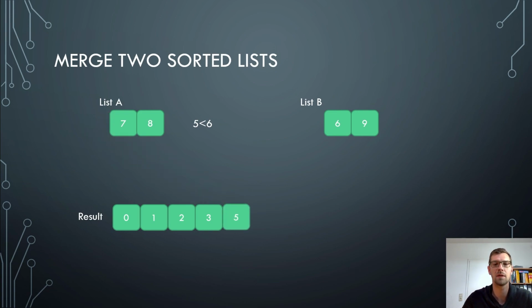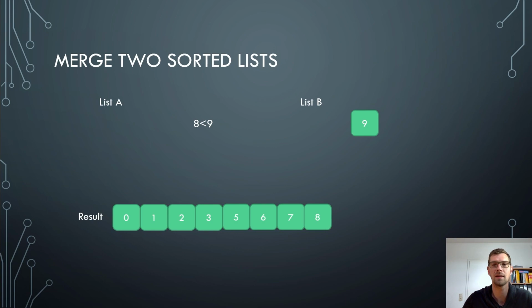In the next step we compare the 7 and the 6, and so we have to append the 6 from list B, then we append the 7 from list A, and then the 8 from list A. And then we see that list A is empty, so now all elements in list B that are left are greater than the elements in the result, so we can append all elements from list B to our result. And then we are done already. That is basically the second part of merge sort.